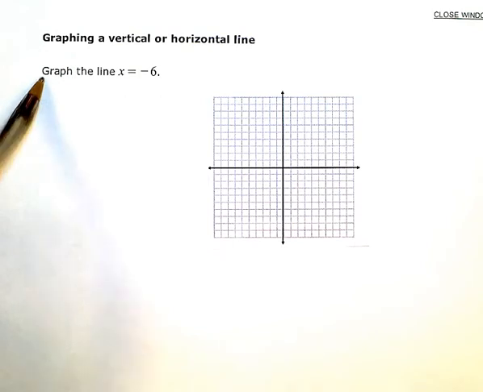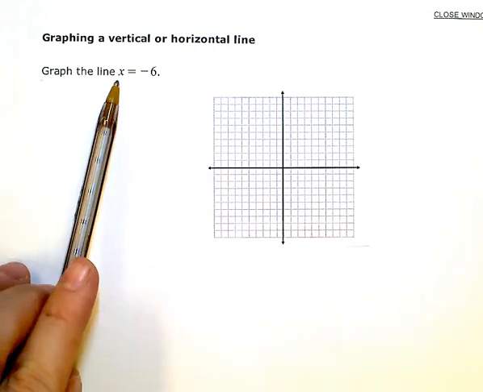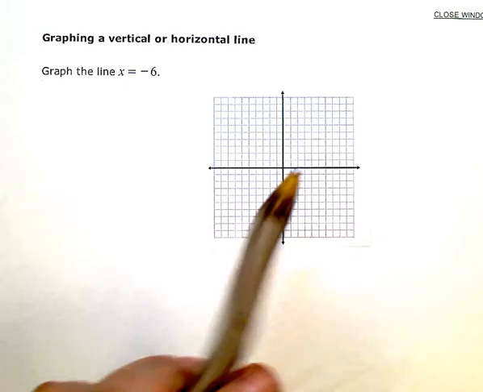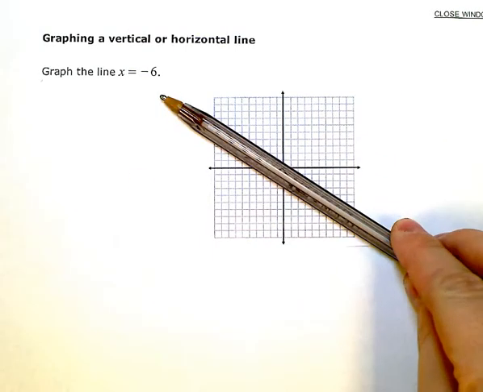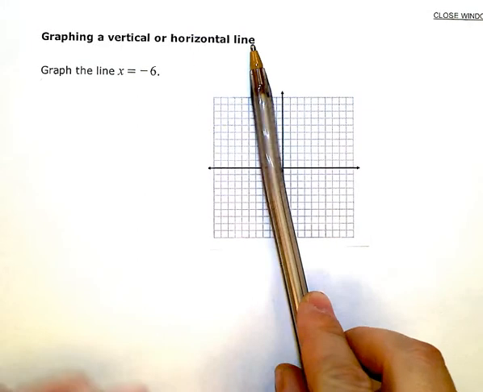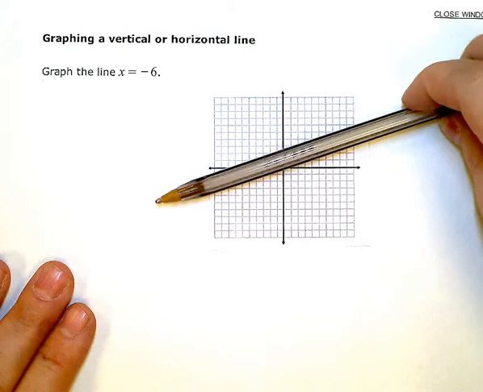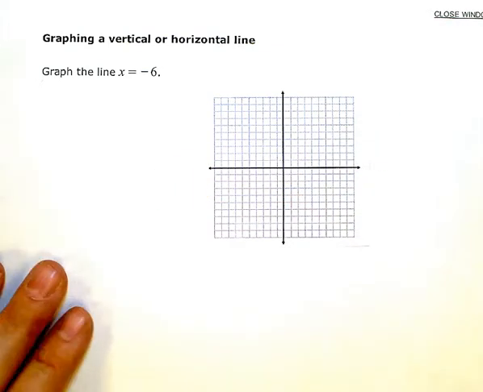Now, whenever you're graphing a line on a coordinate plane, if your equation has both x and y in it, an x and a y, then your line will always be slanted somehow. It might slant positive, it might slant negative, it might be almost vertical, but not quite, or almost horizontal, but not quite. It'll always have a slant to it somehow.